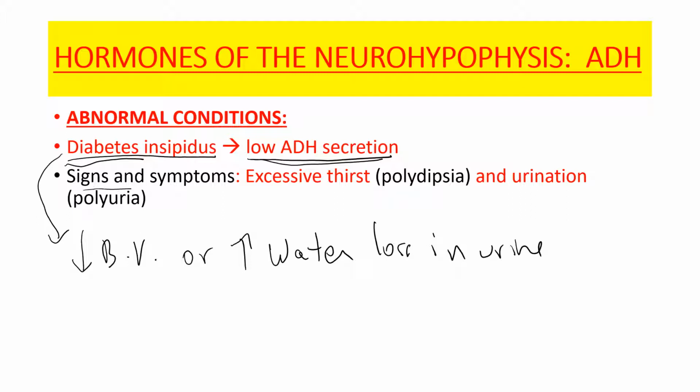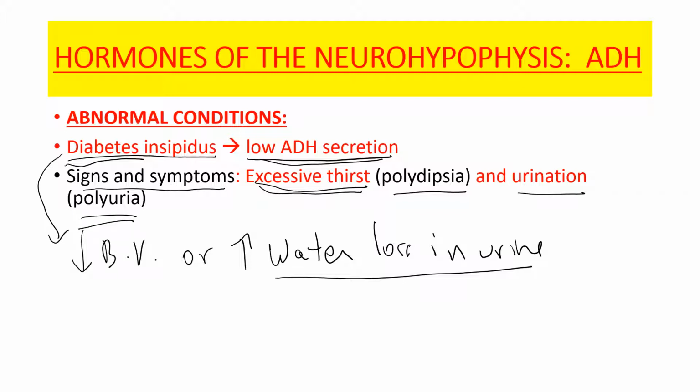The signs and symptoms of the condition are excessive thirst, remember, we're losing water from the body, so we're dehydrated. Excessive thirst, which is called polydipsia, and excessive urination, which is called polyuria, these two are also signs and symptoms of diabetes. That is the reason why the condition was given the misnomer diabetes.